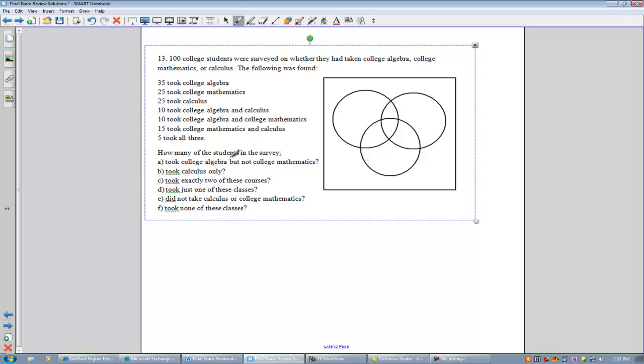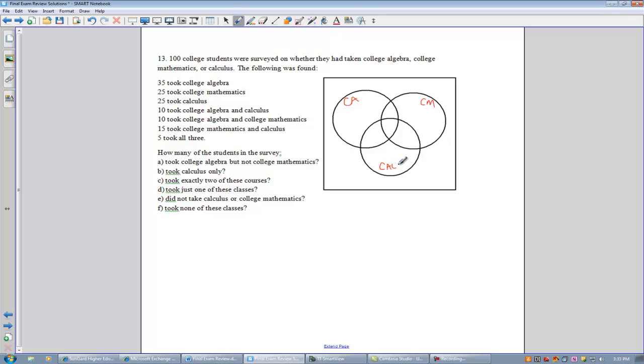How many students in the survey took college algebra but not college mathematics, took calculus only, took exactly 2 of these courses, and so on. Right, to answer these questions without using the Venn diagram is rather complicated. But if you can use this Venn diagram properly, these questions become real simple. So the idea is you have basically a college algebra circle, a college mathematics circle, and a calculus circle. Right? And so what we can do is you start in the bottom, right?